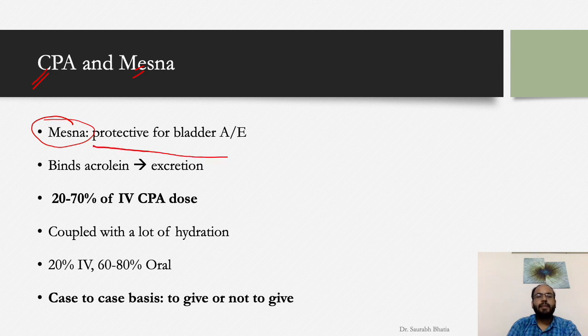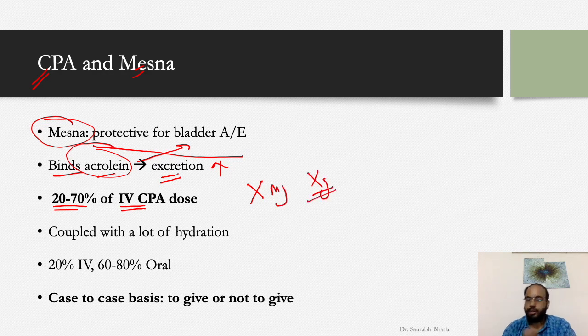Mesna is protective for bladder adverse effects because of binding to acrolein, leading to increased excretion. And we know that acrolein is responsible for bladder adverse events. So Mesna is used when bladder adverse events are supposed to be prevented. Now the dose ranges from 20 to 70% of the IV cyclophosphamide dose. So whatever the dose be, let's say X milligram, or let's say X gram is the dose of cyclophosphamide which you are giving per day, either 20% to 70% of Mesna is supposed to be given.